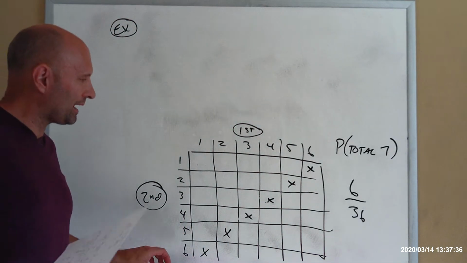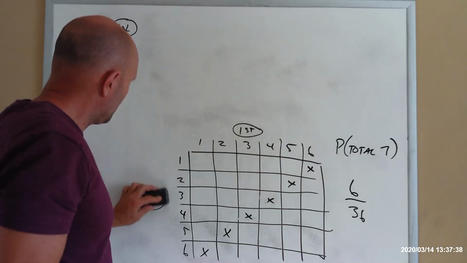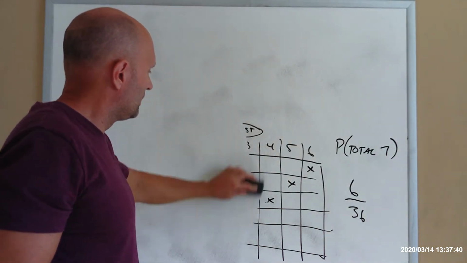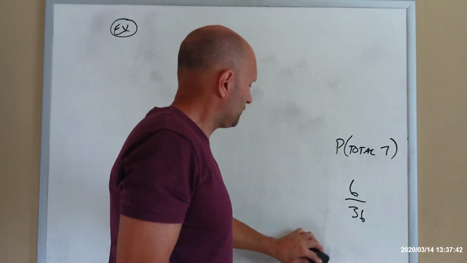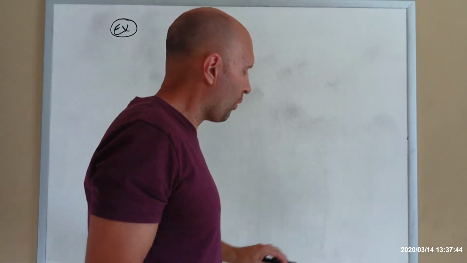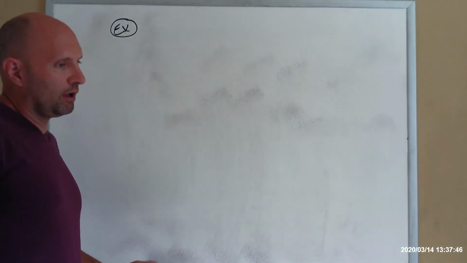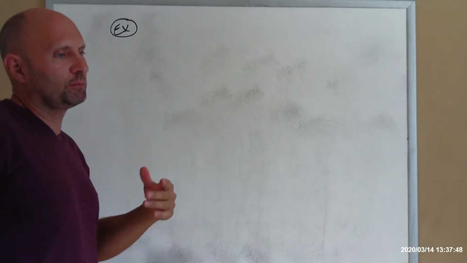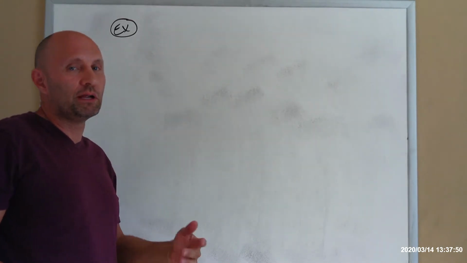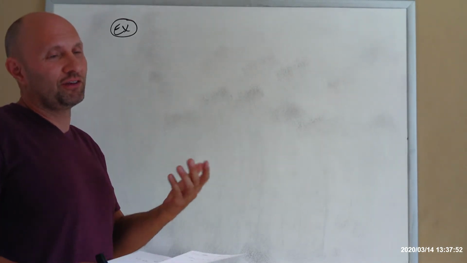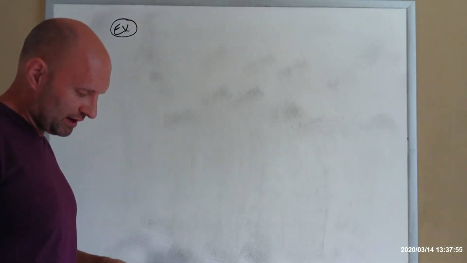So again, sometimes a table might be easier than trying to figure out all the combinations. So probability of a 1 and a 6, plus probability of a 2 and a 5, plus 3 and a 4, 4 and a 3. You're doing the same thing, it's just a lot less calculation, so maybe the table's a little bit easier.